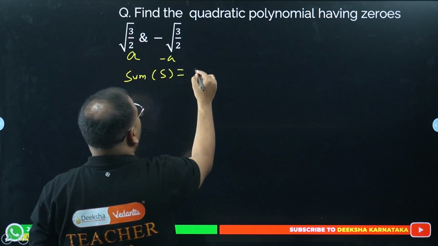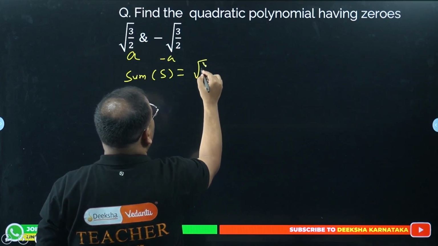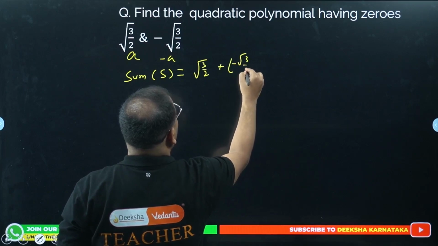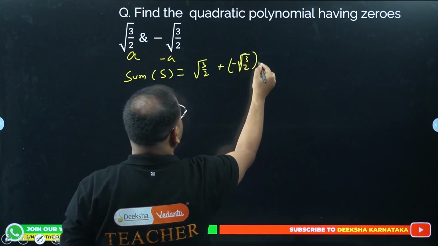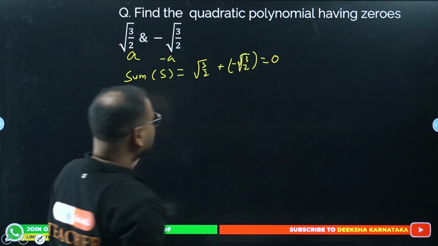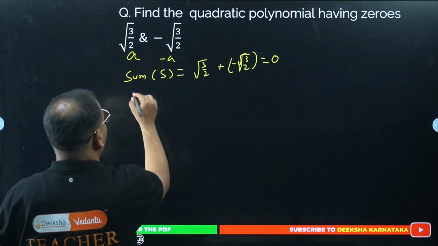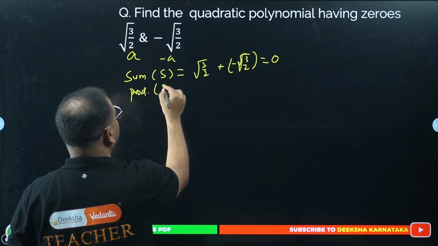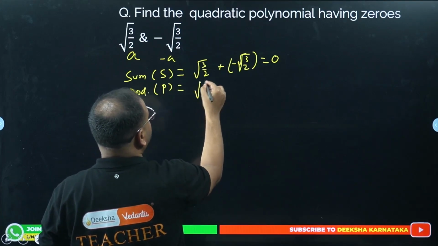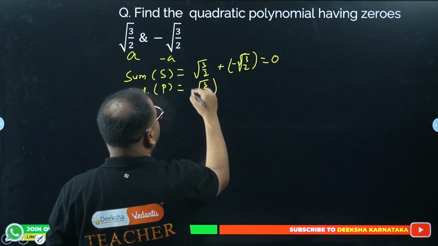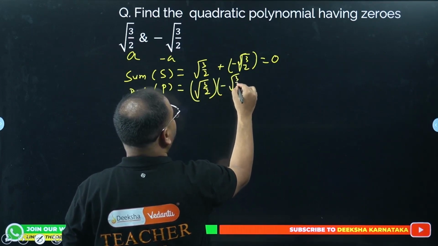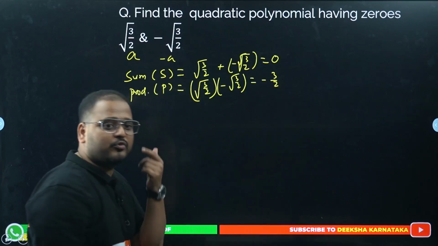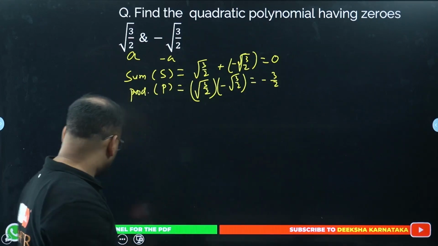Whatever it is, root 3 by 2 plus minus root 3 by 2. What is the answer? 0, na? The sum is 0. What about the product, sir? Product is P. Multiply them, sir. Root 3 by 2 into minus root 3 by 2. The answer is 3 by 2 with a minus sign, because root 3 into root 3 is 3 and root 2 into root 2 is 2.